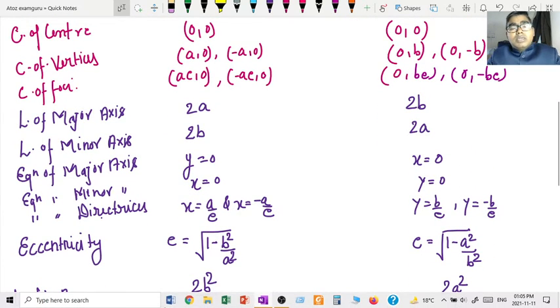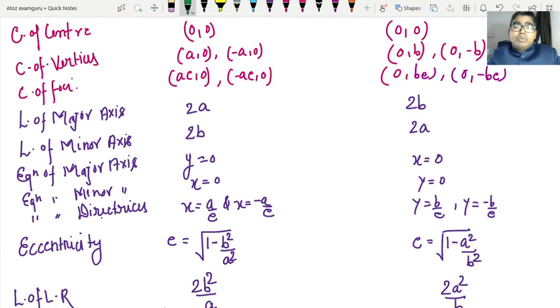So the coordinates of the center of both types of standard ellipses are 0 comma 0, 0 comma 0. The coordinates of vertices are a comma 0 and minus a comma 0, and in this case 0 comma b and 0 comma minus b. Similarly, the coordinates of foci are a comma 0 and minus a comma 0, and 0 comma b and 0 comma minus b. Similarly, the length of the major axis is 2a in this case, and 2b in this case. Similarly, the length of the minor axis in this case is 2b, and in this case is 2a.